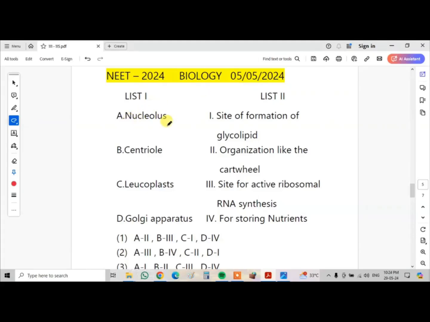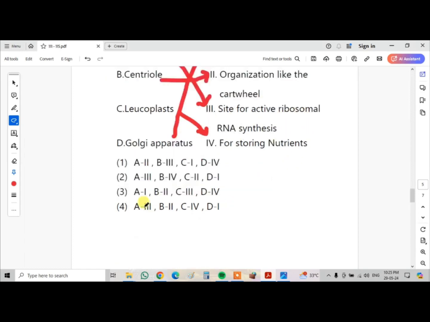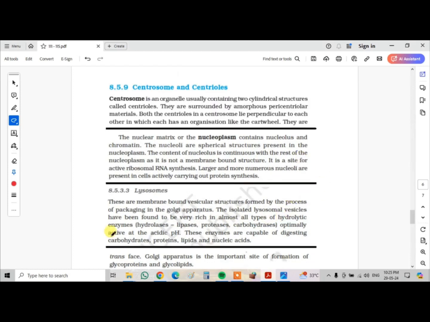Biology NEET 2024. Nucleolus, site for active ribosomal RNA synthesis. Centrioles, organization like cartwheel. Leucoplast for storing nutrients. And last one, Golgi apparatus is site for formation of glycolipids. The order is 3, 2, 4, 1. Option 4, 3, 2, 4, 1. We can see the NCERT lines here: centrioles, centrosomes, and nucleoplasm, etc. And from the lesson known as cell unit of life.